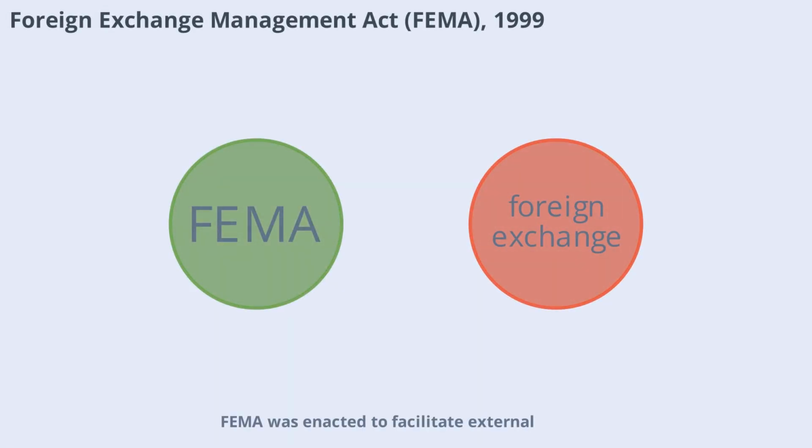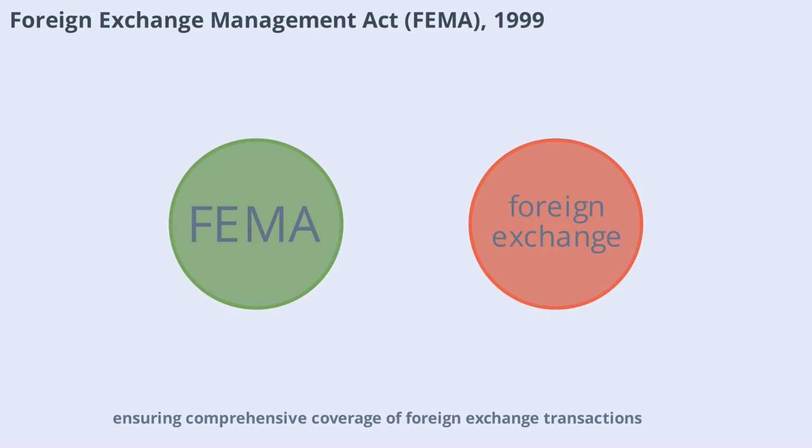FEMA was enacted to facilitate external payments and cross-border trade in India, replacing the earlier FERA. Its main objectives are to promote the orderly development and maintenance of the foreign exchange market, and to define procedures for holding, realizing, and repatriating foreign exchange. FEMA applies to all residents and entities in India, as well as Indian entities operating abroad, ensuring comprehensive coverage of foreign exchange transactions.